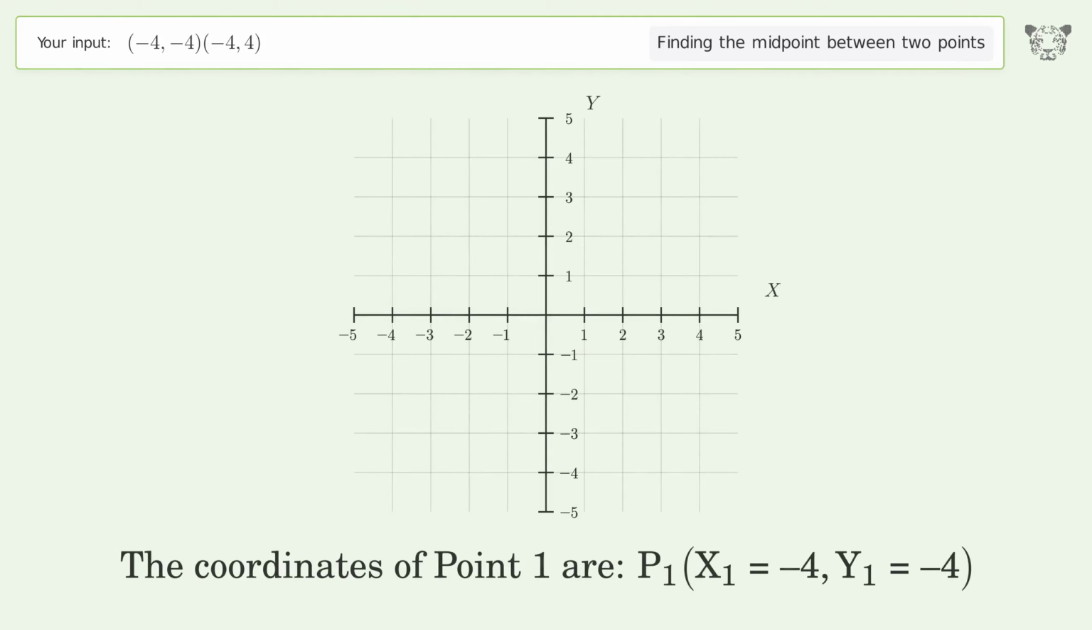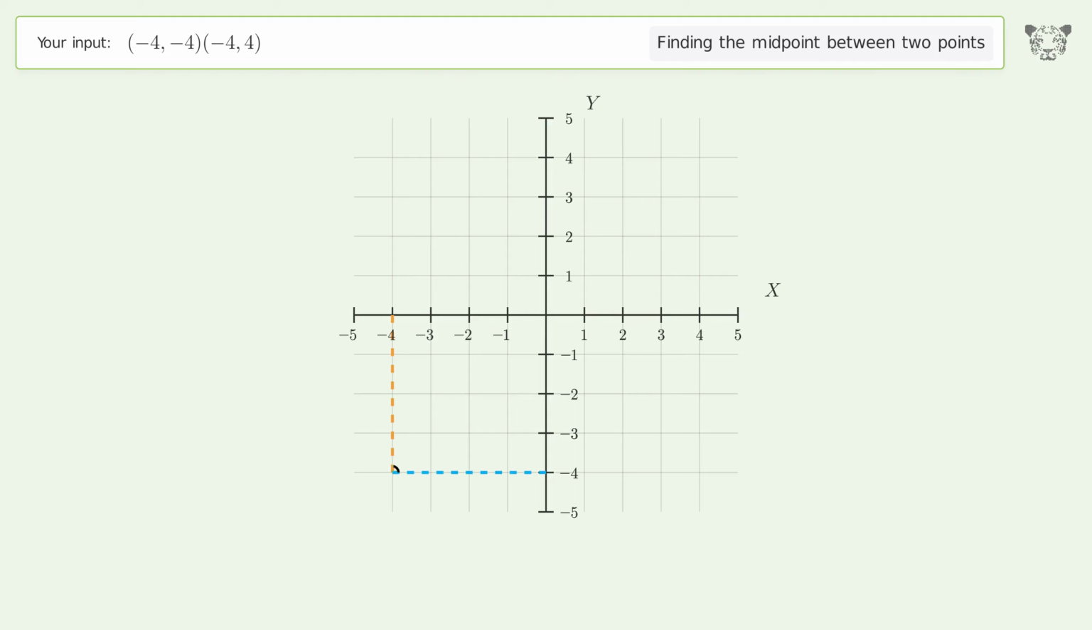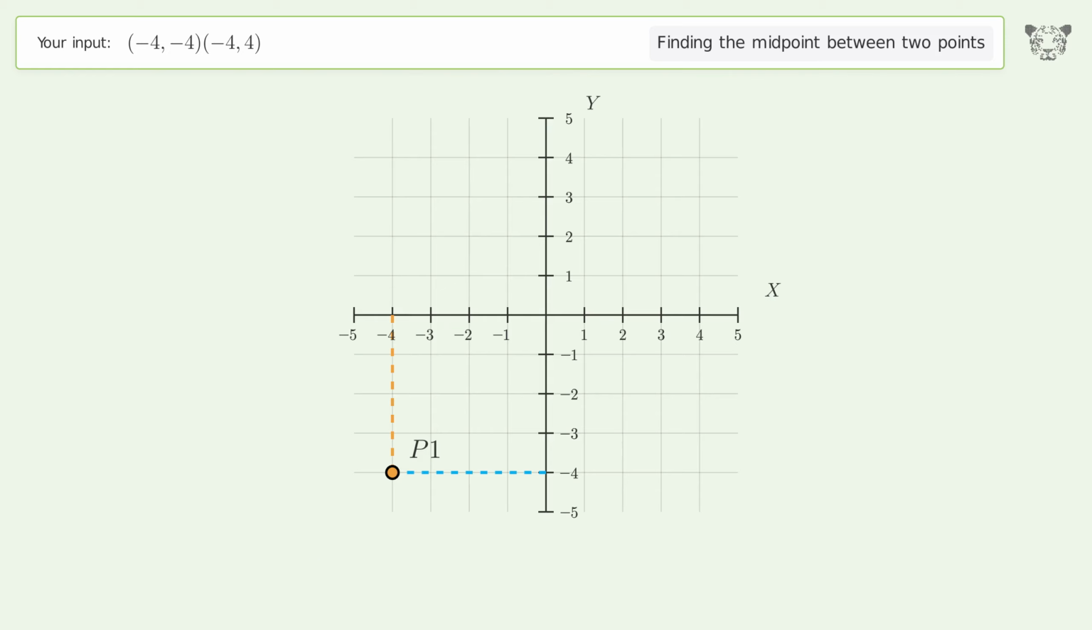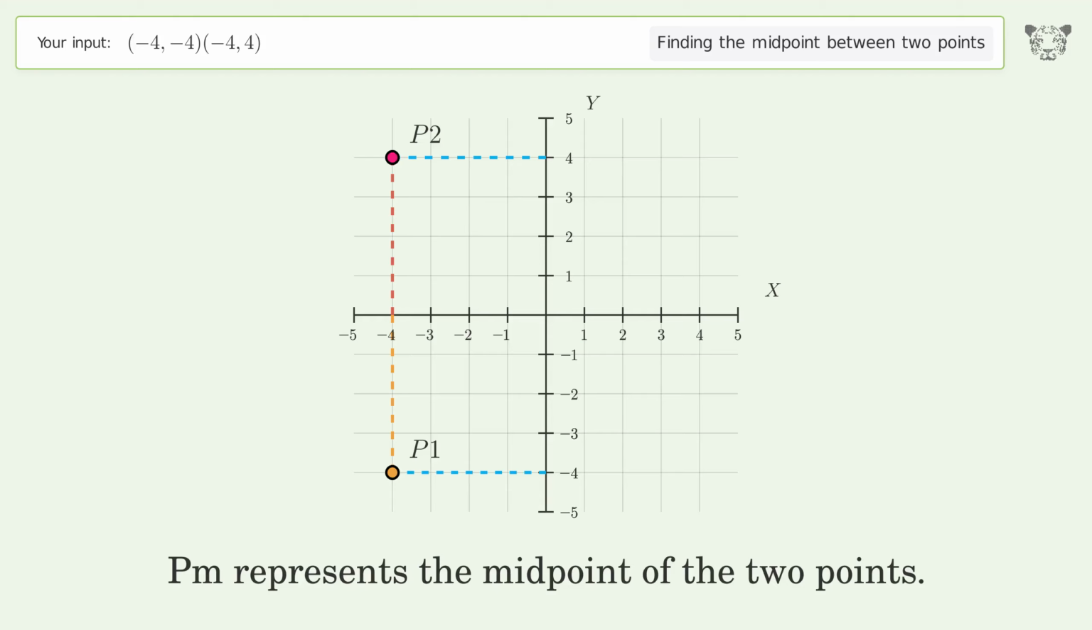The coordinates of point 1 are, x1 equals -4, y1 equals -4. The coordinates of point 2 are, x2 equals -4, y2 equals 4. PM represents the midpoint of the 2 points.